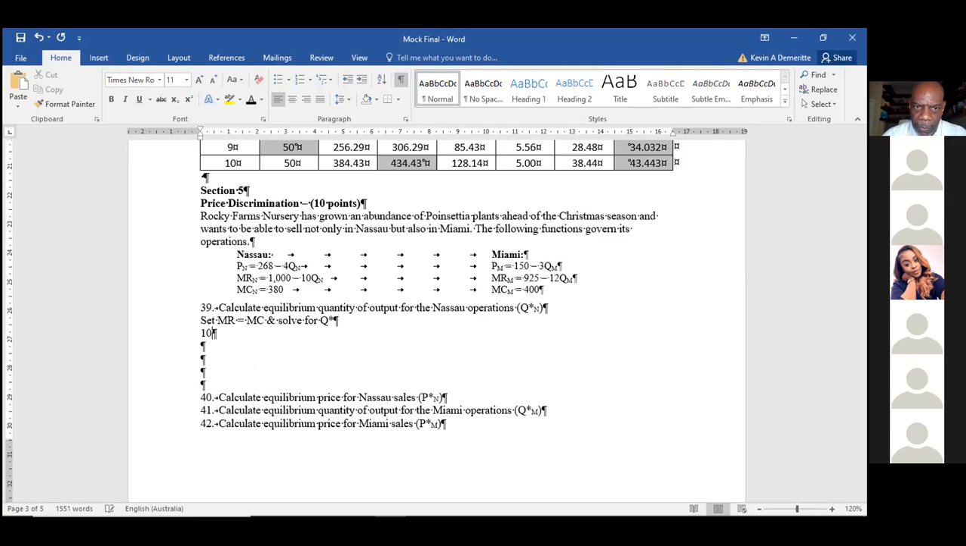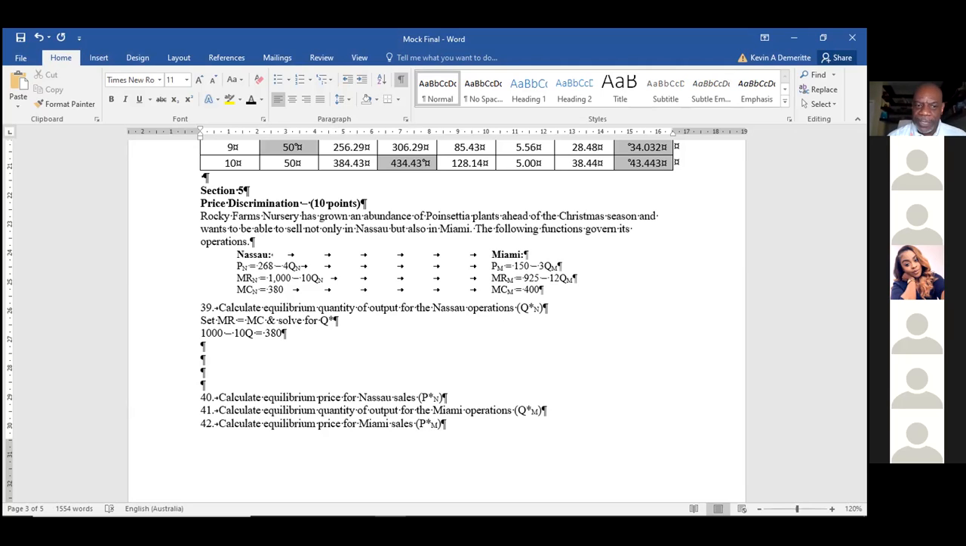1,000 minus 10Q. Set marginal revenue equal to marginal cost, which is 380, and solve for Q. Now, can we solve for Q looking at this? Yes, we can. We just have to rewrite the equation.